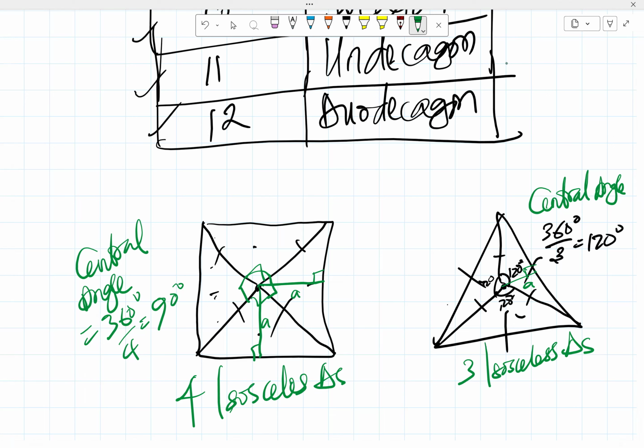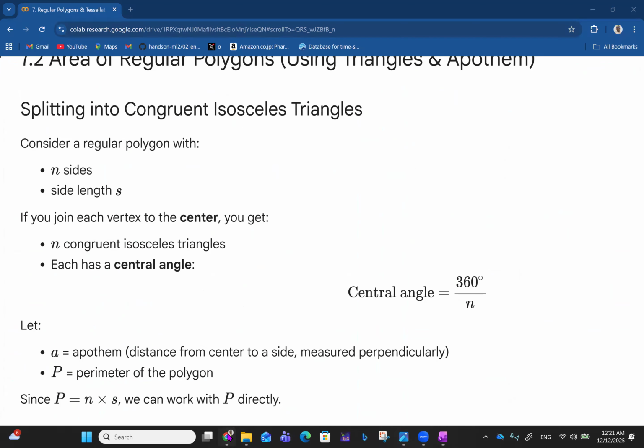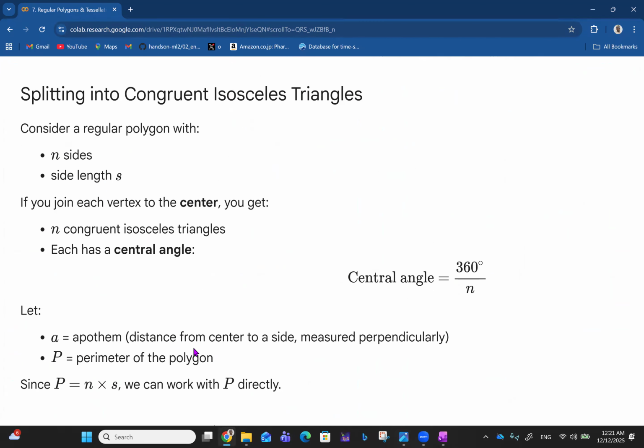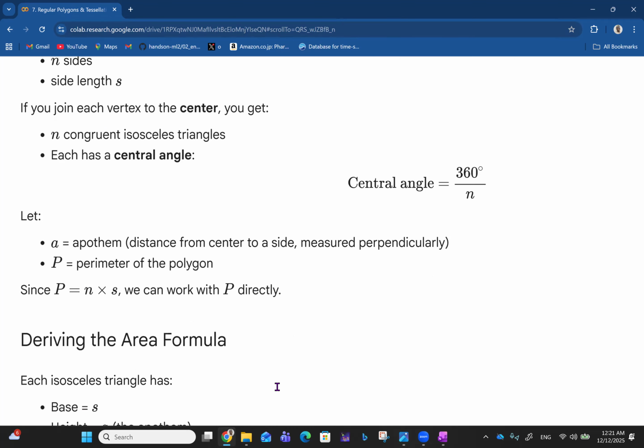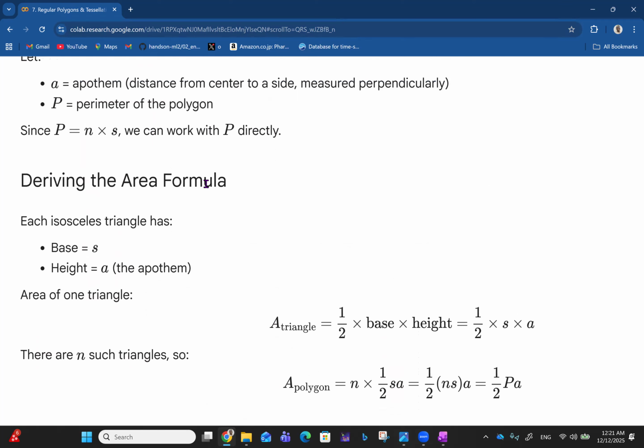All right, with that in place, we have the next idea. A is the apothem, the distance from the center to a side, measured perpendicularly. P is the perimeter of the polygon, and the perimeter is, once you know one side, just multiply it by the number of sides. So since P is n times S, we can work with the perimeter directly. What do we have? We can derive the area formula.